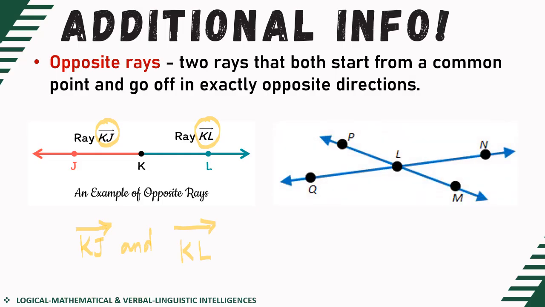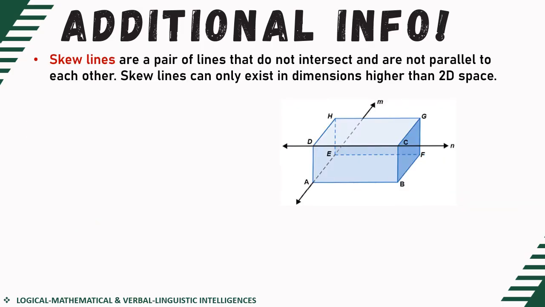Another example here in our illustration, we can have ray LP and ray LM, where the endpoint in these opposite rays would be point L. And another example, we can have ray LQ and ray LN. All right. Okay, so one more terminology is skew lines.